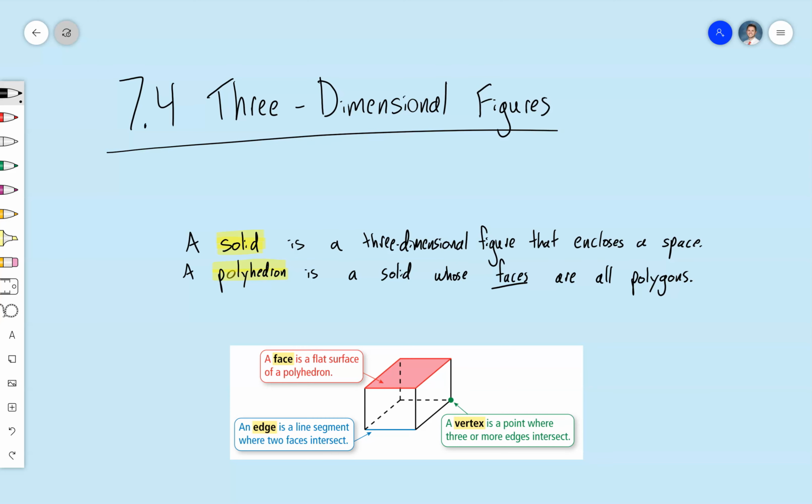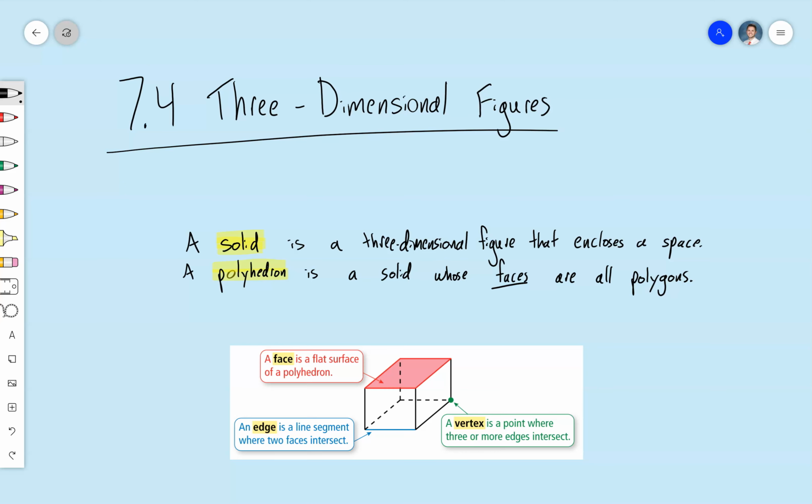Let's take a look at three-dimensional figures. So a solid is a three-dimensional figure that encloses a space. So when we're talking about solids, we're talking about three-dimensional figures. And then more specifically, a polyhedron is a solid whose faces are all polygons. So a few more words for us to look at.